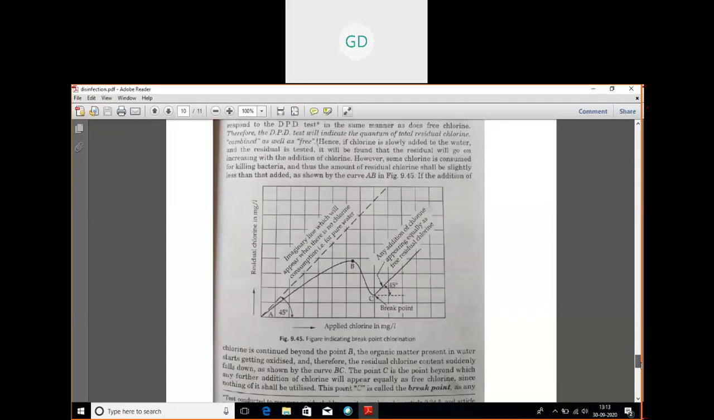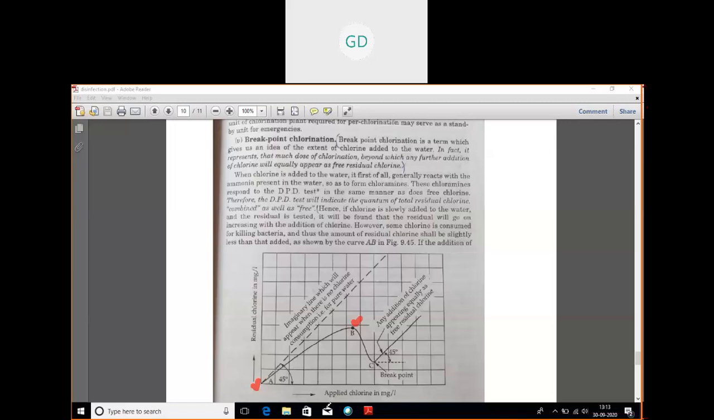Okay, so there is one graph here. What this graph tells you is that when you first add chlorine to the water, this is A to B. What this curve suggests is that when you are adding chlorine slowly to the water, and the residual chlorine is tested, you will find that the residual chlorine goes on increasing with the addition of chlorine.